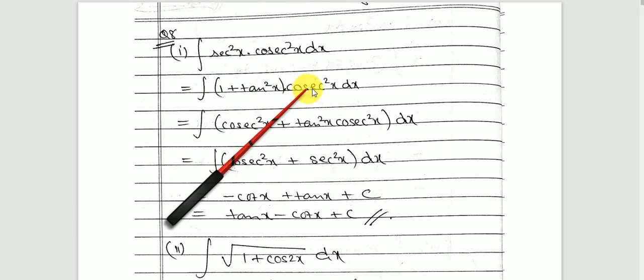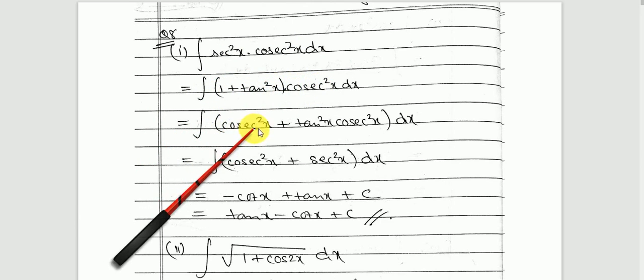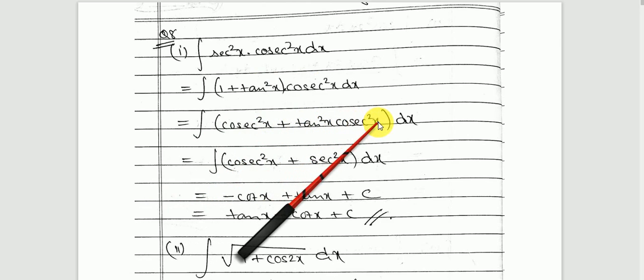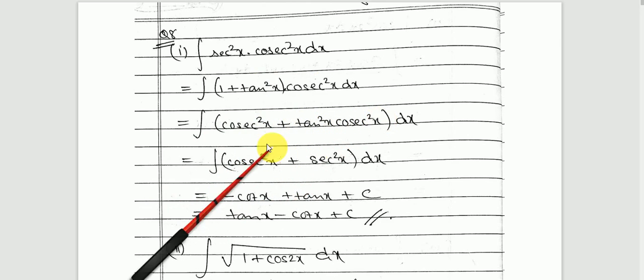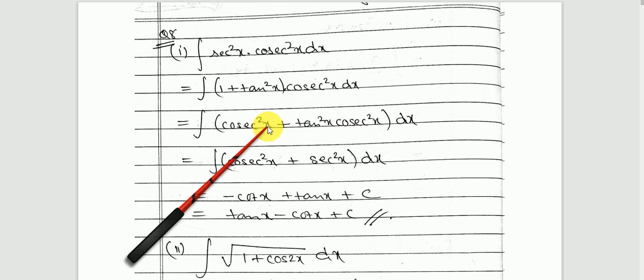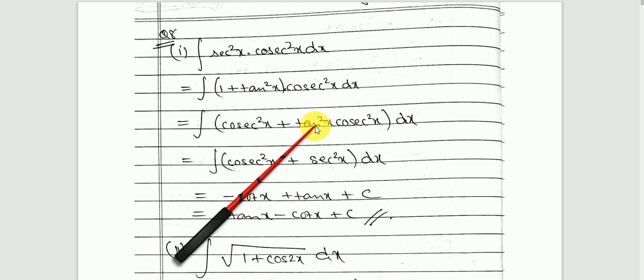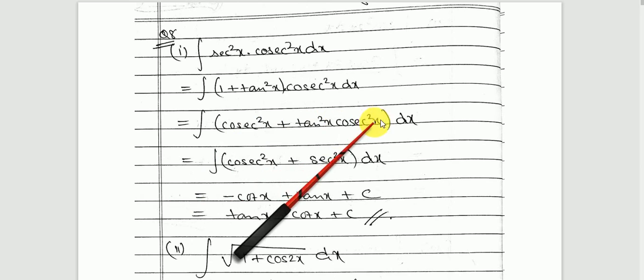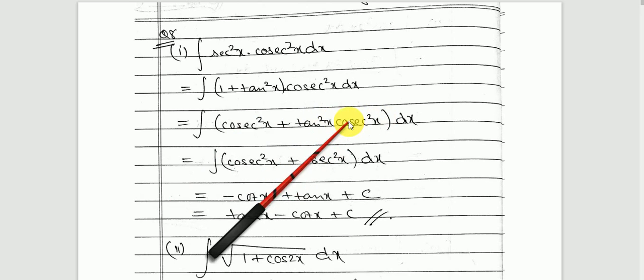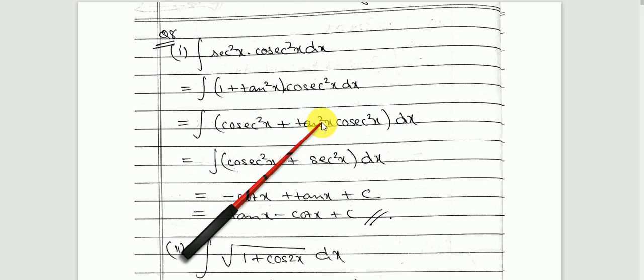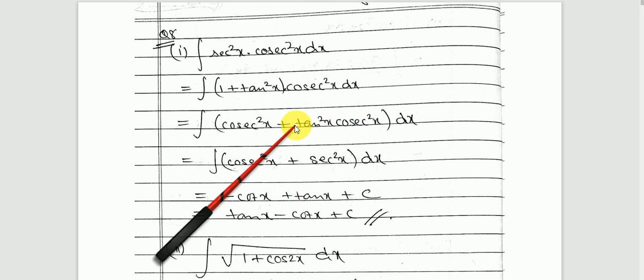Yes, then open the bracket, so you get cosec square x plus tan square x into cosec square x. You know the integration of cosec square x. This will be minus cot x, and here tan square x into cosec square x, we don't have any direct formula for this, but here we can simplify it further. This tan square x can be written as sine square x upon cos square x. So sine square x and this cosec square x will get cancelled.